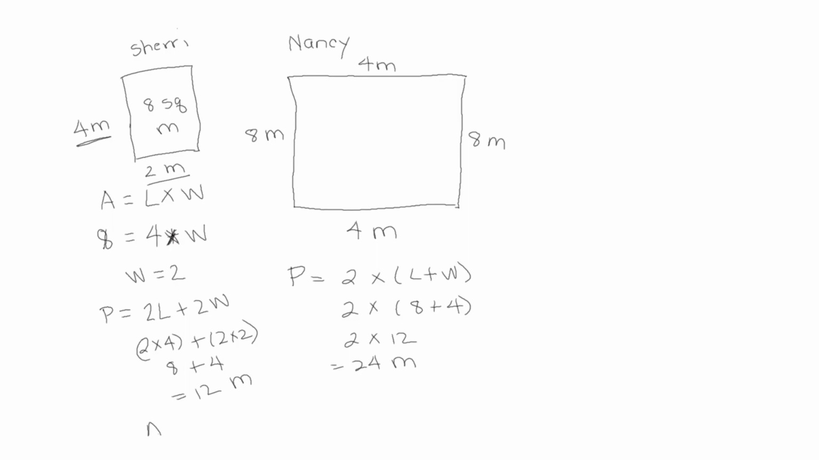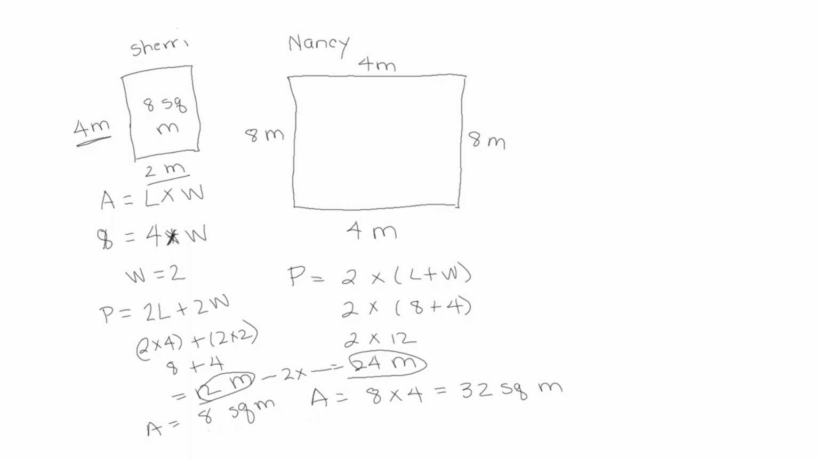In terms of area, we already know what Sherry's is. We're told that it was 8 square meters. Let's find the area of Nancy's. Length times width gives us 32 square meters. Now let's look at the relationship between the measurements of these two gardens. Nancy's length and width were doubled. Let's see what happened to the perimeter. Well, it also doubled. 12 times 2 is 24. So the length and width doubled and the perimeter doubled.